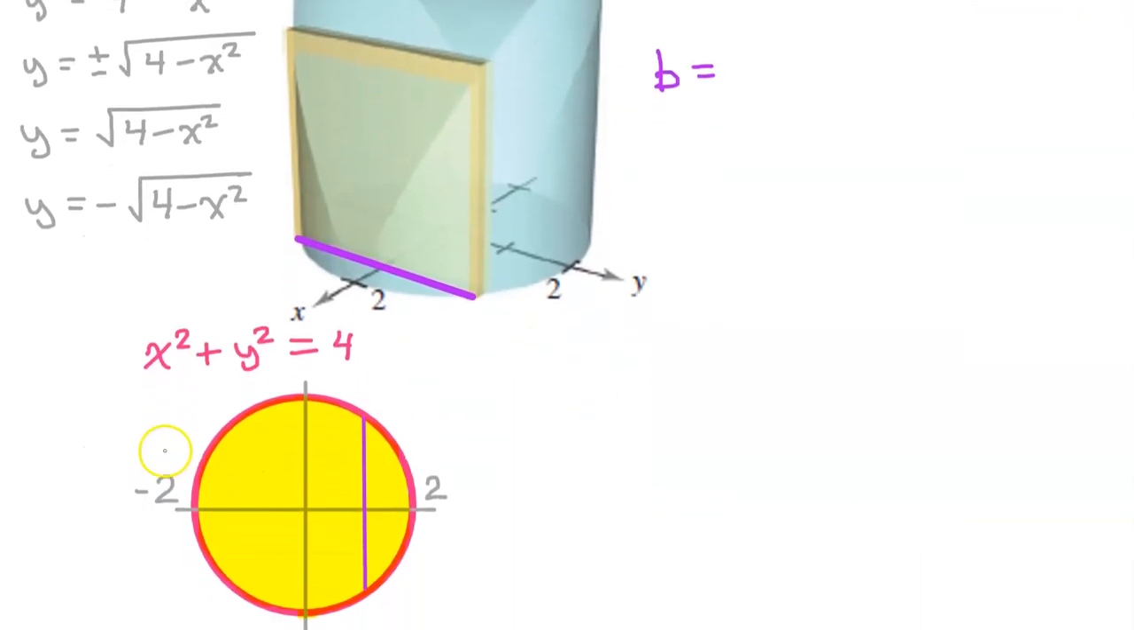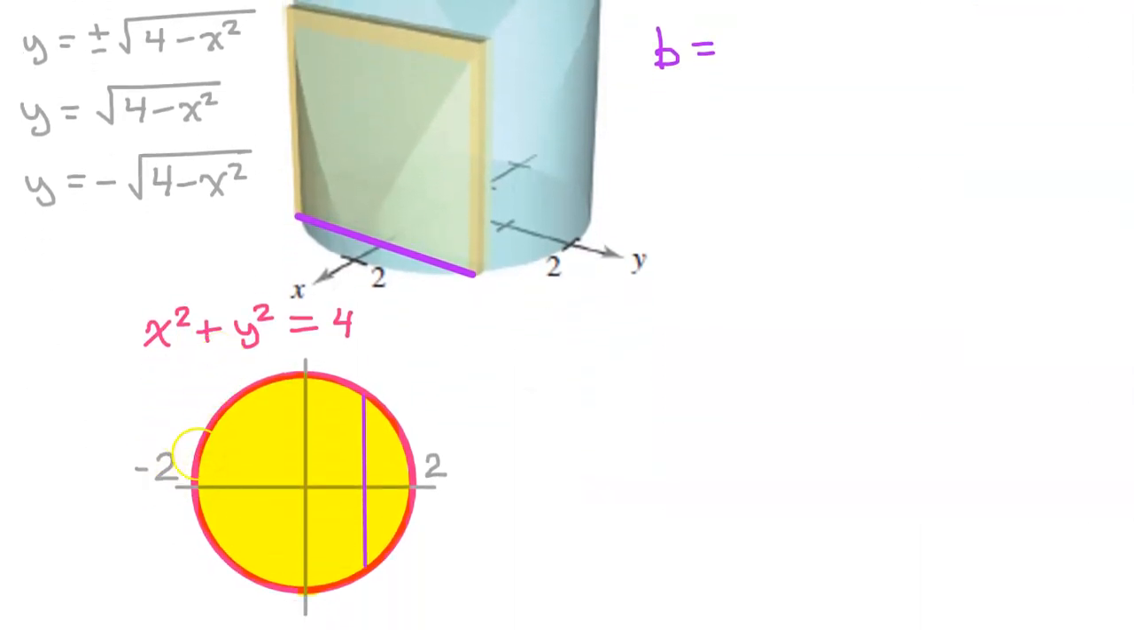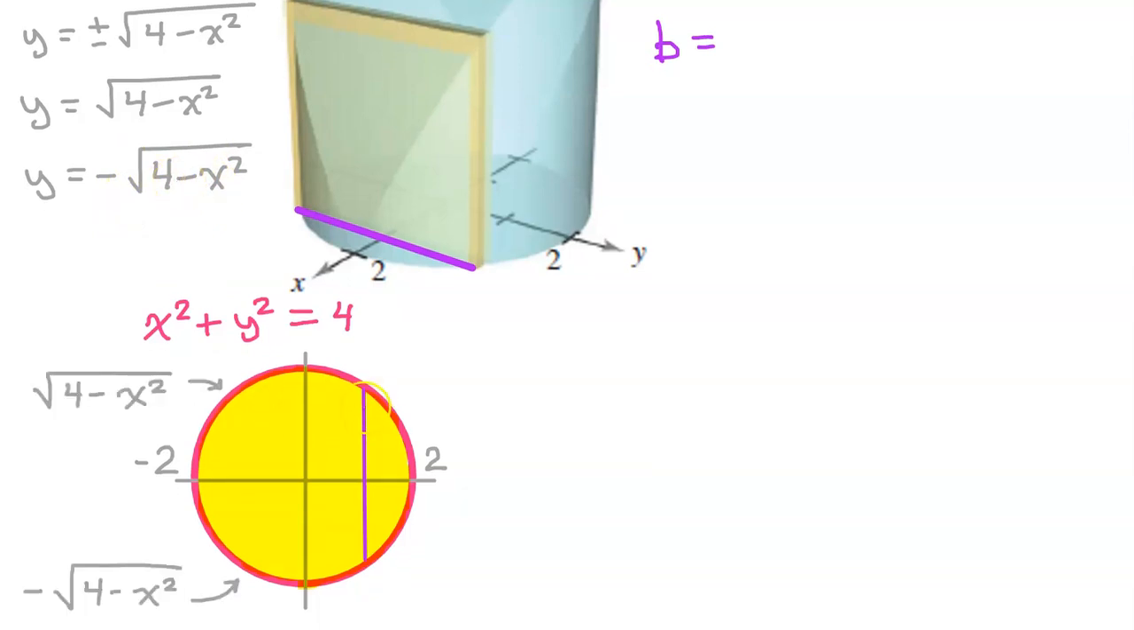This is important because we have one equation for the top half of the circle, that's positive square root of 4 minus x squared, and we have another equation for the bottom half of the circle, that's the negative square root of 4 minus x squared. We can use this information to find an expression for the length of this purple segment, which represents b, the length of the base of a single slice. This length will be the top curve minus the bottom curve.